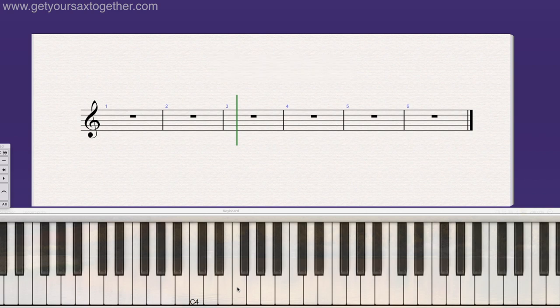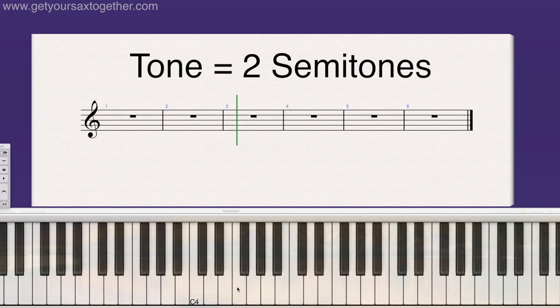Now, if you jump 2 of those semitones instead, that interval is known as a tone. A tone is 2 semitones. So from there to there is a tone. From there to there is a tone. So that is a tone. That to that is a tone because it's 2 semitones away.